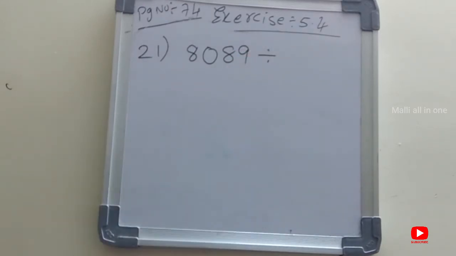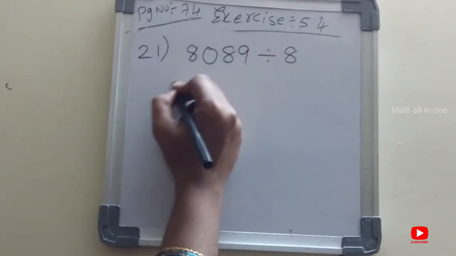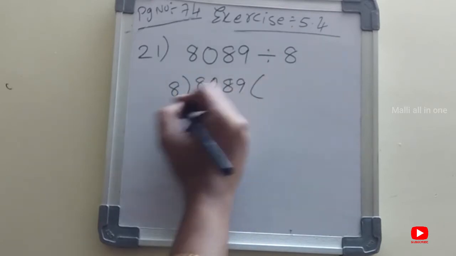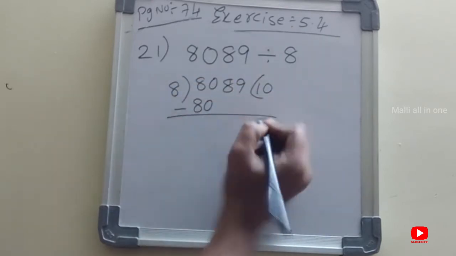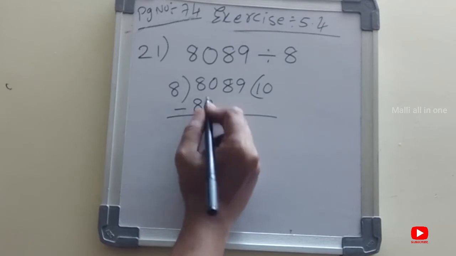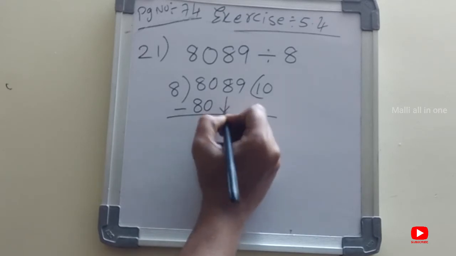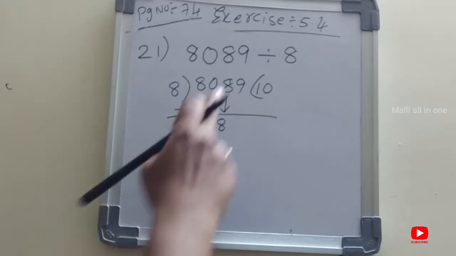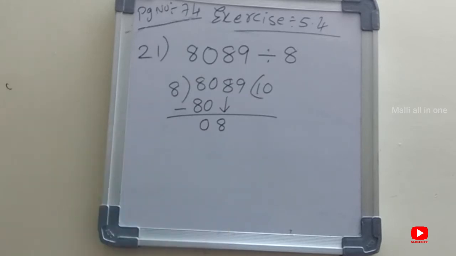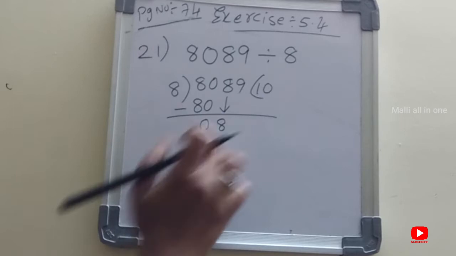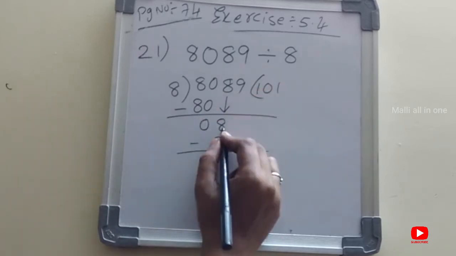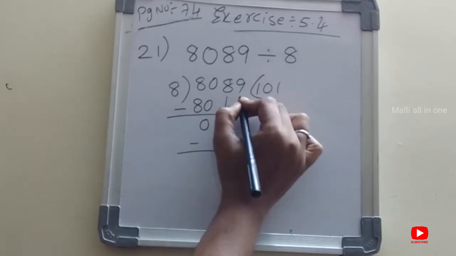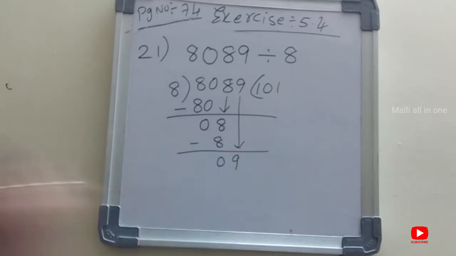8089 divided by 8. In the 8 table, 80 comes: 8 tens are 80. You know this directly. So 80 minus 80 is 0. First 8 will come. Here only 1 digit will come, not 2 digits at a time. See, when 8 comes in the 8 table, 8 ones are 8. 8 minus 8 is 0. Now this 9 comes down.